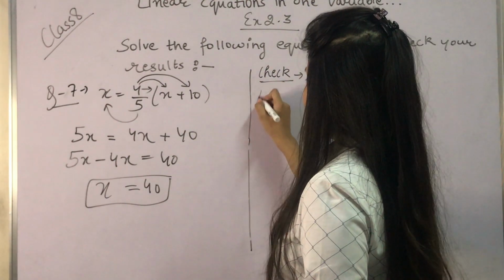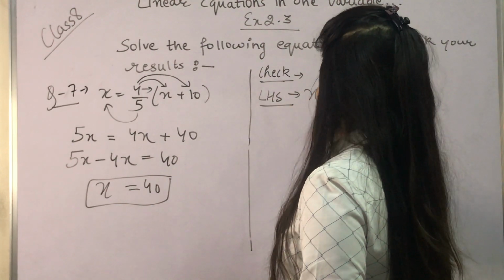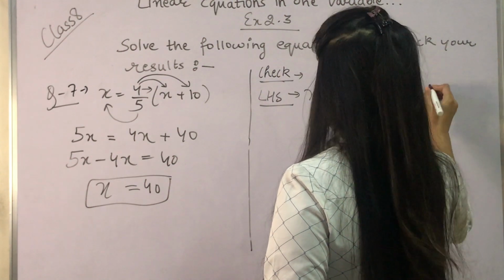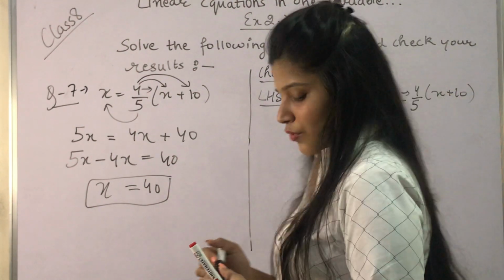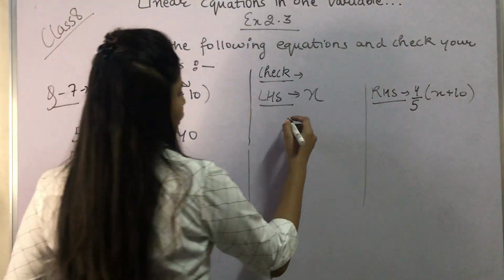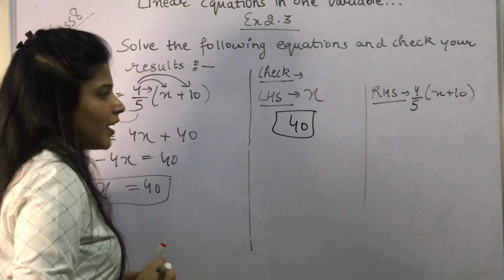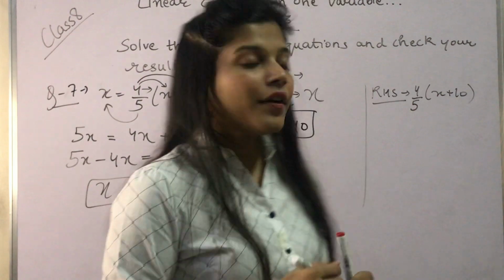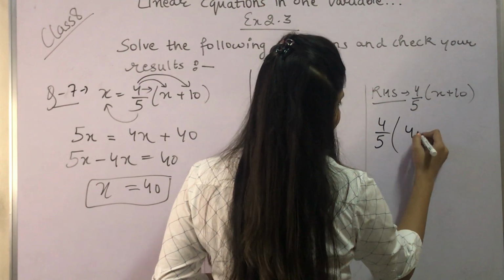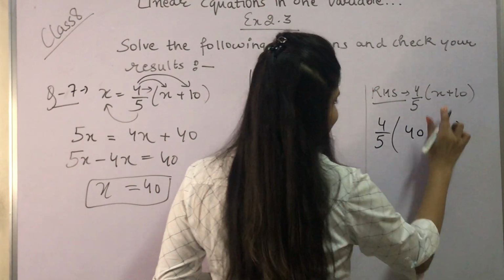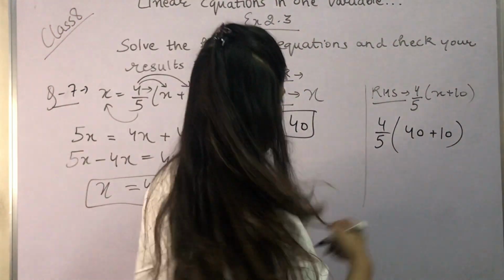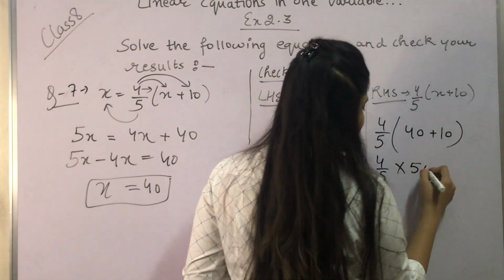Now we will check our answer. So for that we will write LHS, which is x, and RHS, which is 4 upon 5 x plus 10. So now LHS is x and x की value आई 40. It means LHS तो 40 हो गया. Now we have to check whether RHS is 40 or not. Now for that we will put the value of x, which is 40. Okay, 40 plus 10. Okay, because it was x plus 10, so 40 plus 10, and 40 plus 10 is 50. 4 upon 5 into 50.